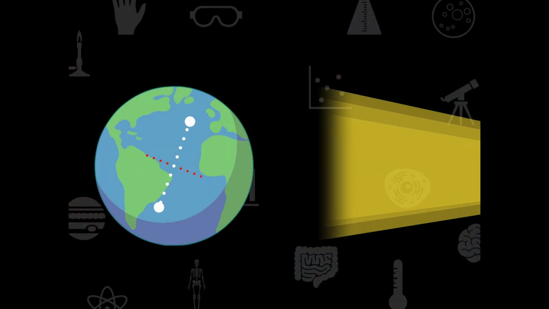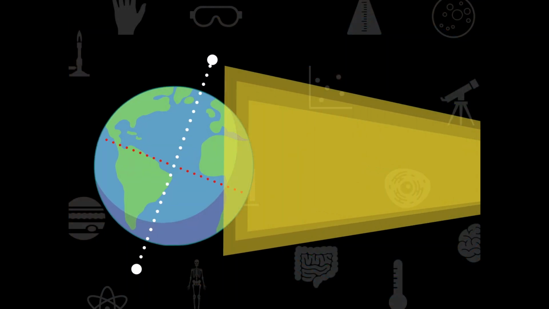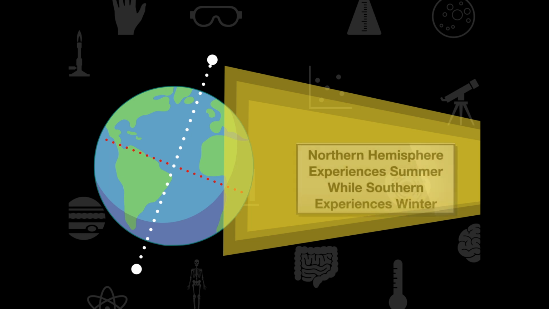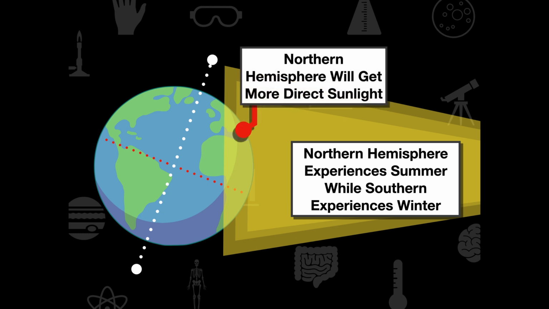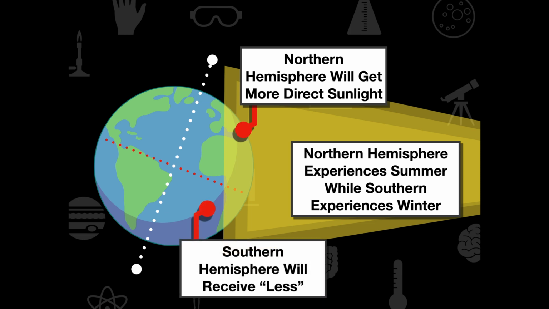Now, not only are climates affected by where they are in relationship to the equator, but it also depends upon where they are in relationship to the orbit around the sun. What we can see here is the northern hemisphere is tilted towards the sun. Because of that, it's getting more direct sunlight as compared to the southern hemisphere. This is why we see summer in the northern hemisphere and winter in the southern. Again, this is due to how the light is dissipated, because the southern hemisphere is tilted away from the sun, so it's experiencing less light.